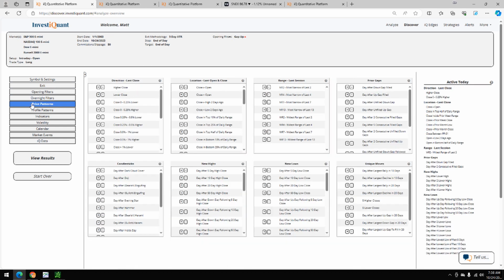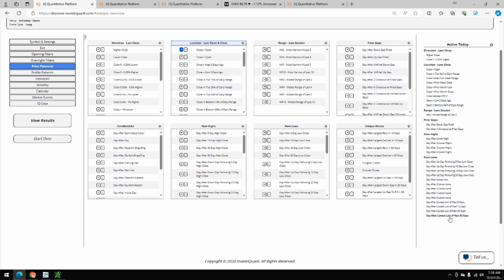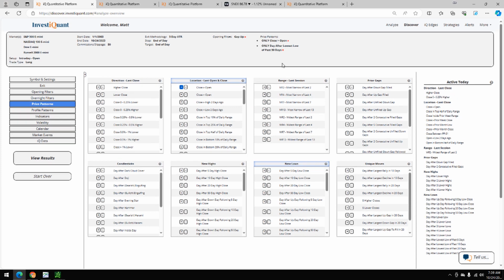The next thing I'm going to do is grab the lowest low of the past 50 days and the close above the open. I'm going to grab both of those from the price patterns library in the active today section. This will tell you what is true for today's session within this category so that you can easily click on those and get them added. So I'm going to do close above the open, and then at the very bottom it's going to say day after lowest low of past 50 days. I'm going to click on that. Both of those have been added.